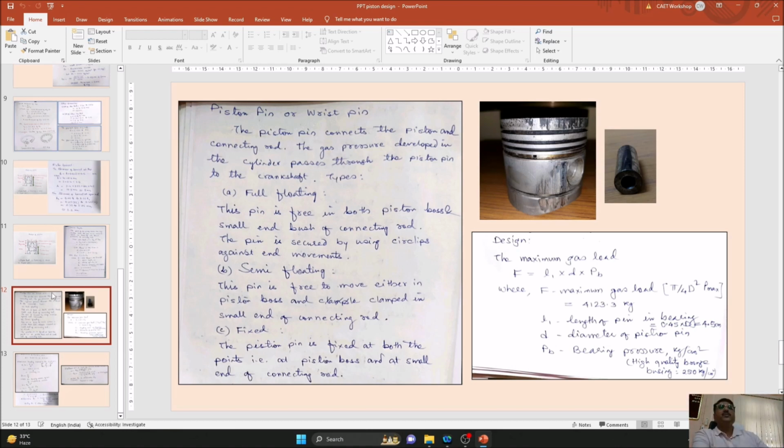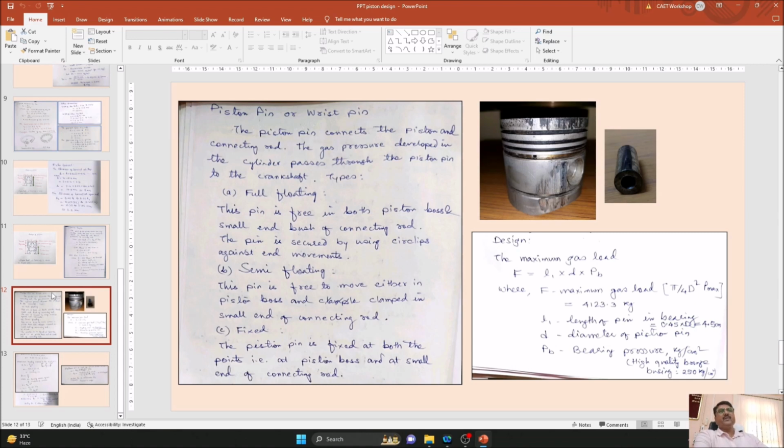Piston pin is used to connect piston with the connecting rod. There are three types of piston pins: full floating, semi floating and fixed. Full floating pin is free in both piston boss and small end bush of the connecting rod. Pin is secured by using circlips against end moments.